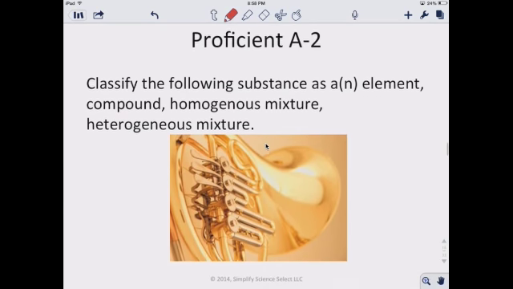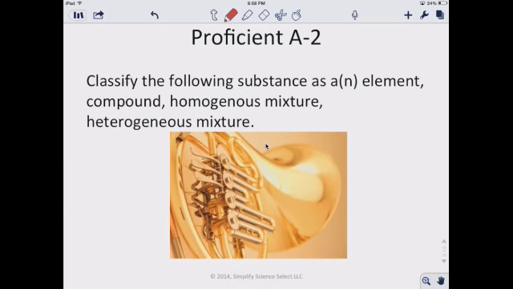The next one is classify the following substance as an element, compound, homogeneous mixture, or heterogeneous mixture. Well, this is what we call a brass instrument. Brass is actually an alloy, and so therefore it's a mixture of different elements. When we're looking at it, you can't see anything floating or kind of speckled throughout that brass.